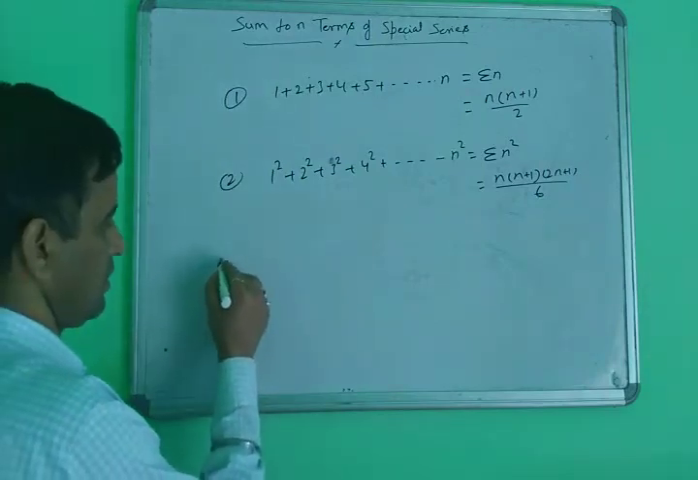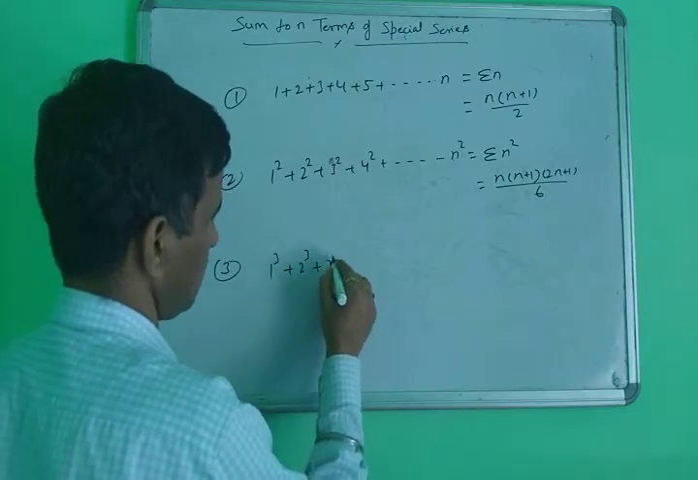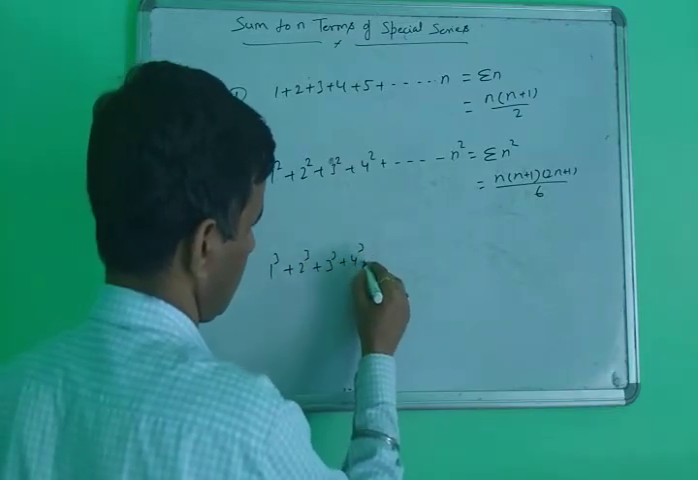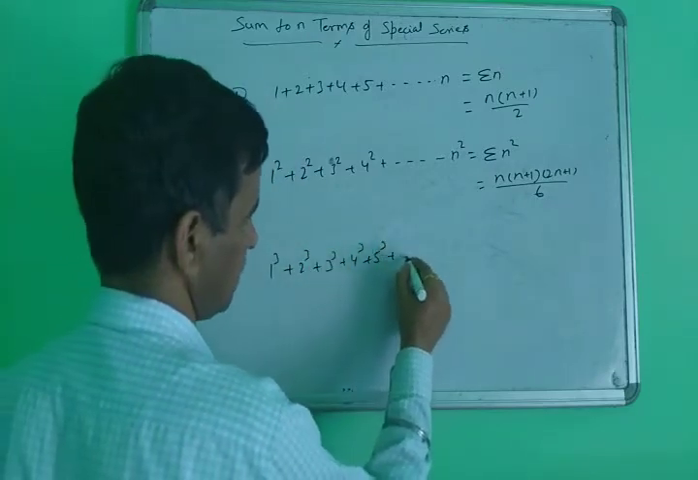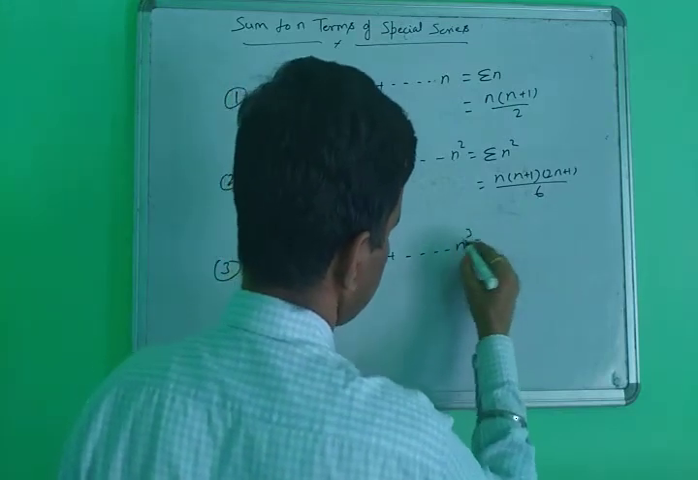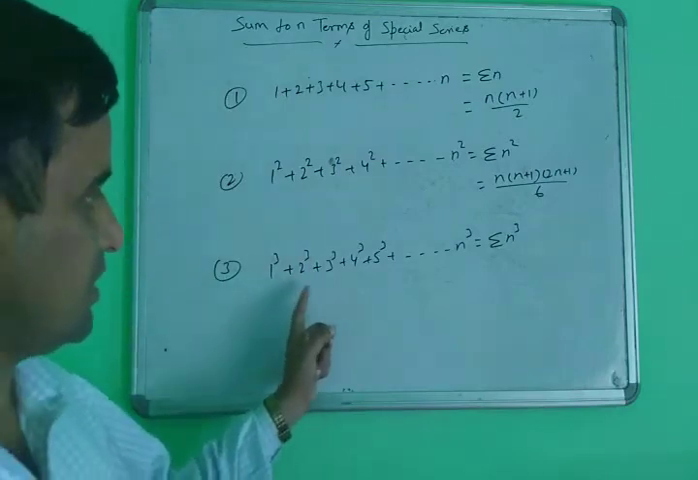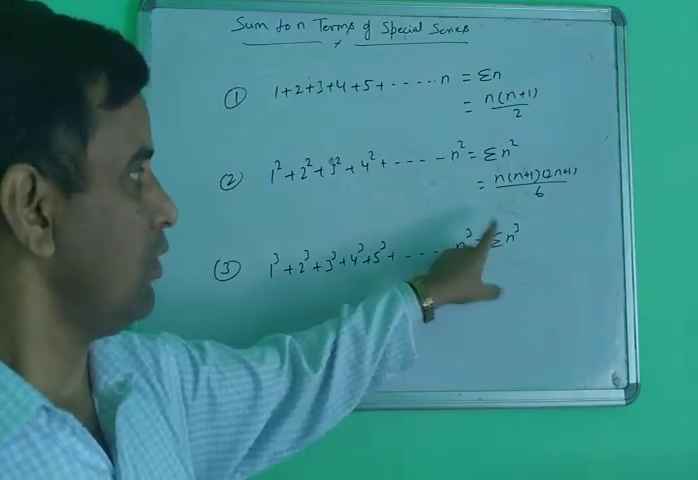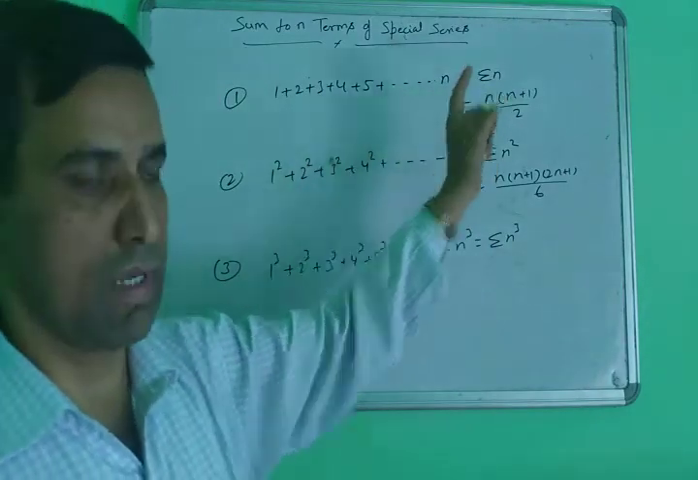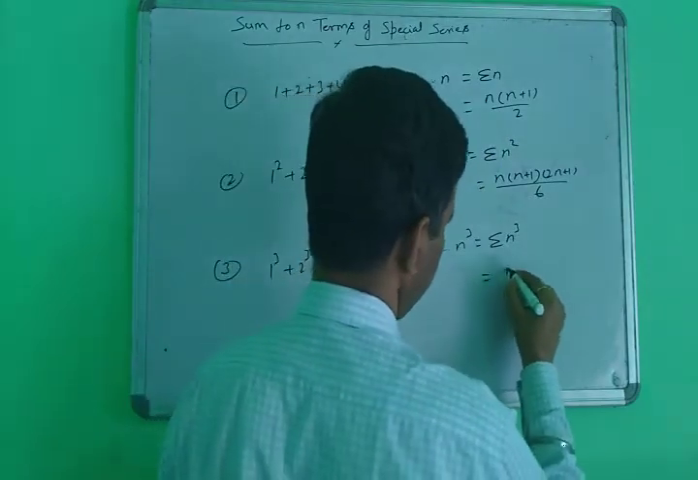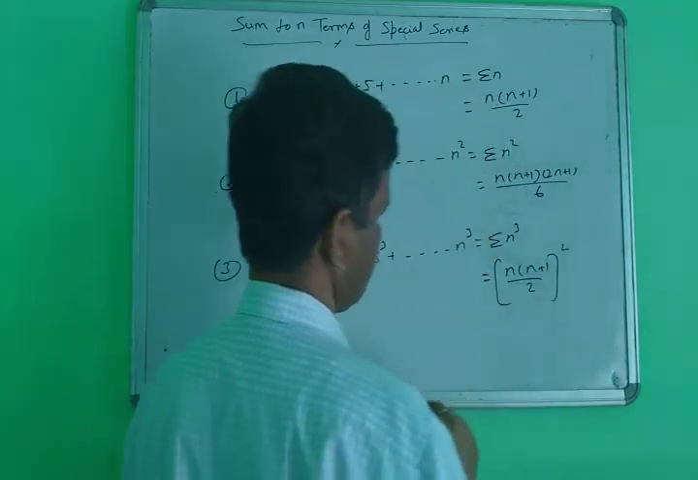Third identity here: 1 cube plus 2 cube plus 3 cube plus 4 cube plus 5 cube, every number having the cube, plus up to n cube. What is the value of this? This is called the sigma n cube. When the series is of cubes, this is called the sigma n cube. When the series is of squares, this is called the sigma n square. When the series is of the simple numbers, it is the sigma n. The value of the sigma n cube is n into n plus 1 upon 2, the whole square. This is the result of this.